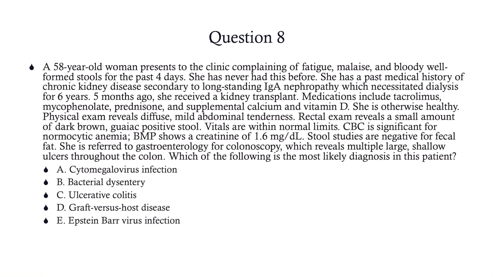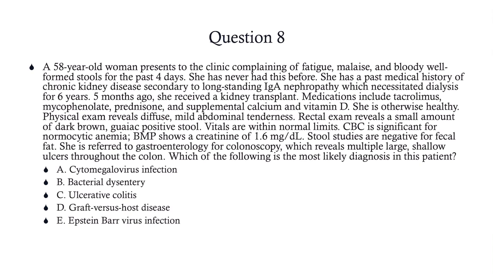She's got a past medical history of chronic kidney disease secondary to long-standing IgA nephropathy, which necessitated dialysis for 6 years. 5 months ago, she received a kidney transplant. Medications include tacrolimus, mycophenolate, prednisone, and supplemental calcium and vitamin D. She's otherwise healthy. Physical exam reveals a diffuse, mild abdominal tenderness. Rectal exam reveals a small amount of dark brown guaiac-positive stool.